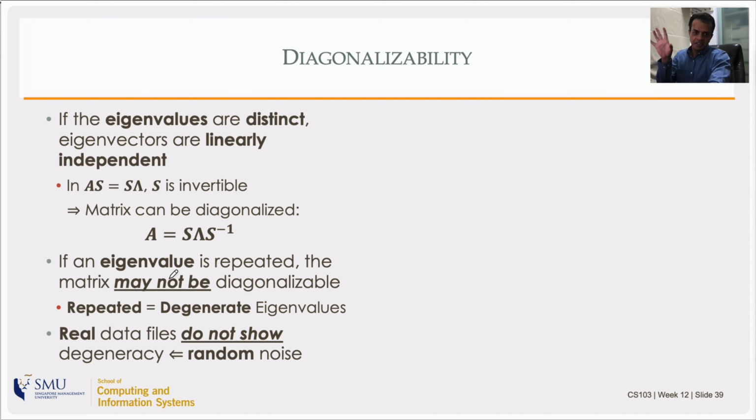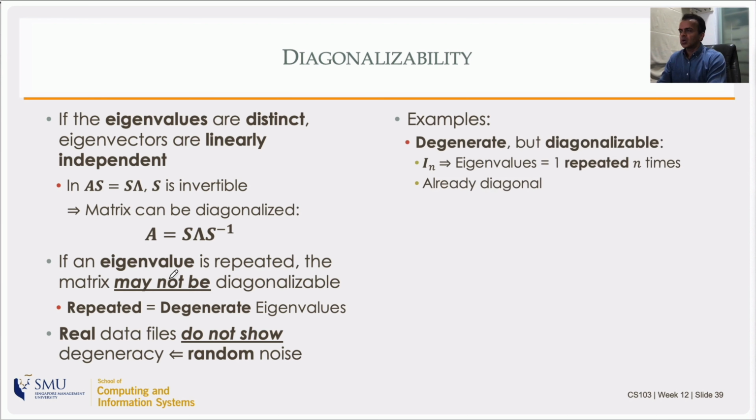But what we should know is that real data in data science, you seldom come across degeneracy, because the data points tend to be measurements and there's statistical fluctuations, etc. So there's no degeneracy typically. So if you take the identity matrix, all the eigenvalues are just 1, because eigenvalues are the values that are sitting on the diagonal. They are repeated n times, so that is n times degenerate, but it is diagonalizable. In fact, identity matrix is diagonal to begin with. There's no extra effort needed to diagonalize it.